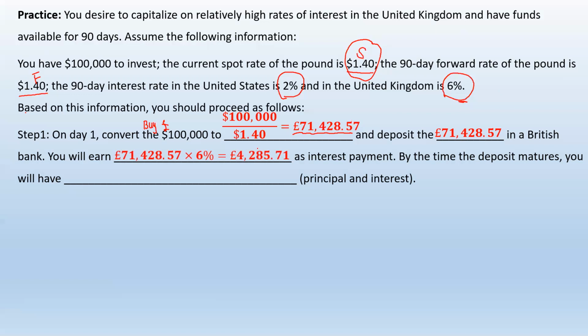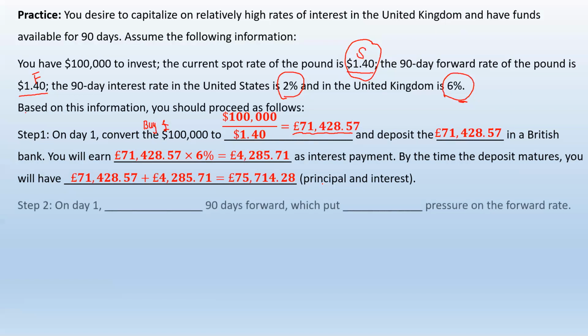The interest payment in total over these 90 days is 4,285.71 British pounds. The ending balance will be 75,700 British pounds. This is the total amount, including principal and interest payment. On day one, because we know we will receive this amount of British pounds, we will sell the British pounds forward and buy US dollars.